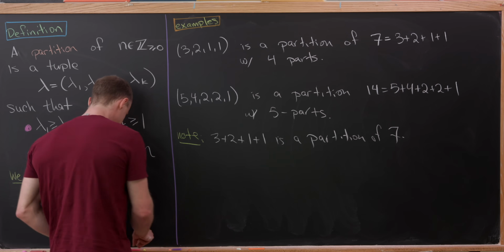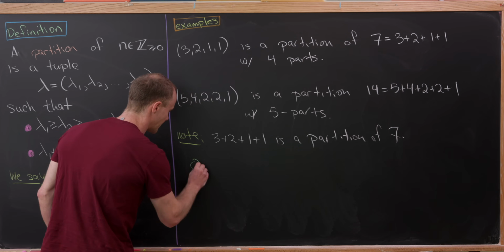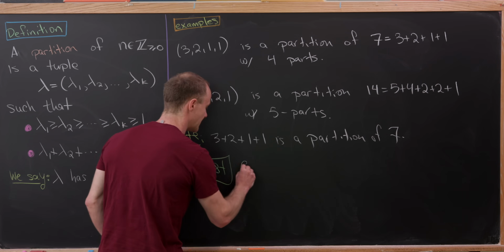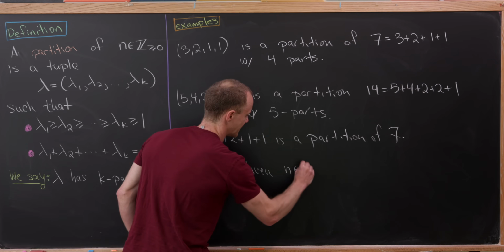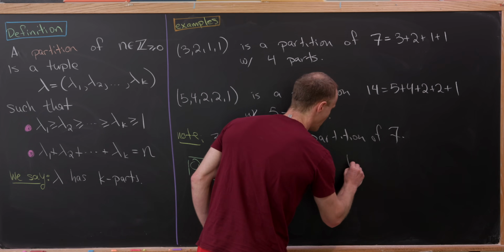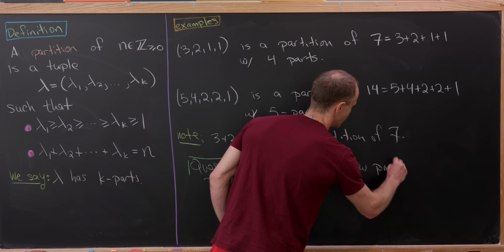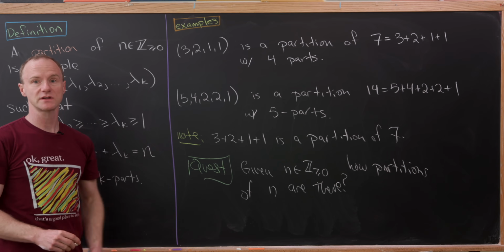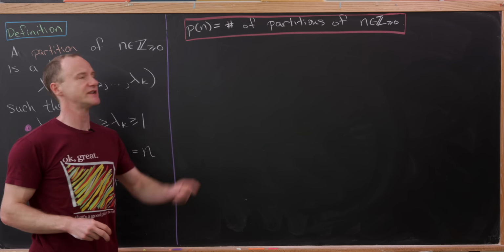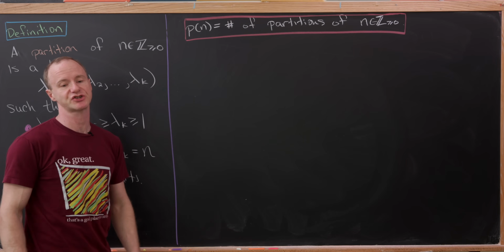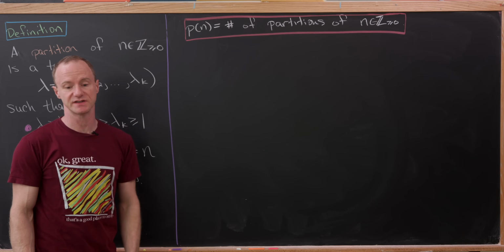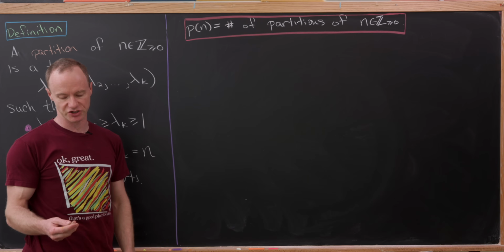And then I guess maybe the first big question that one might ask is, given n, and here we're taking n to be a non-negative integer, how many partitions of n are there? Okay, so let's start to explore that question. In order to explore that, we're going to introduce the notation P of n. This is called the partition function. And P of n is simply the number of partitions of our non-negative integer n.